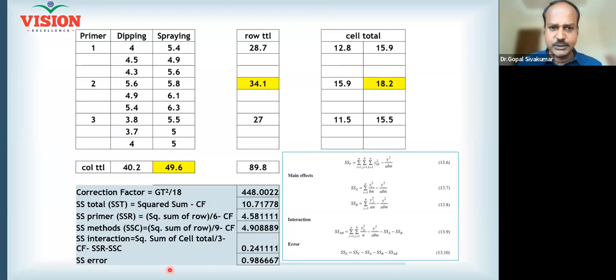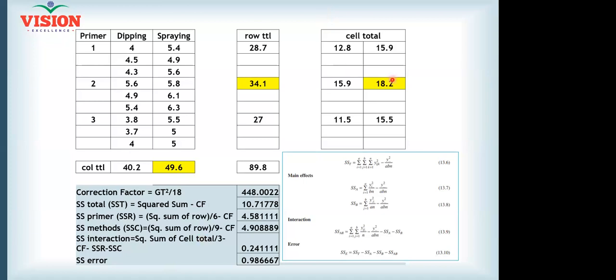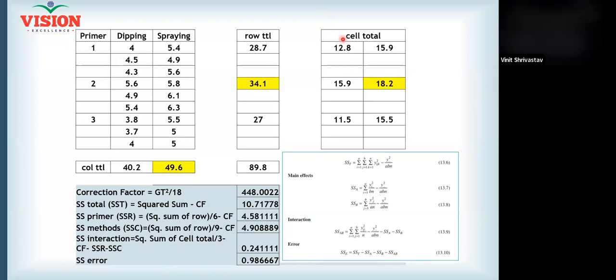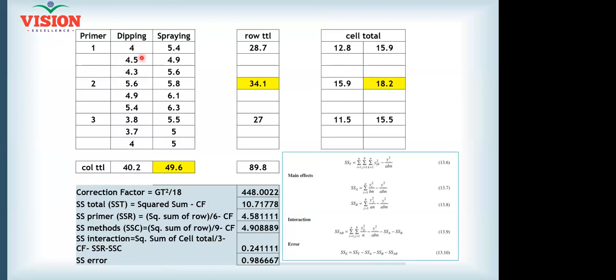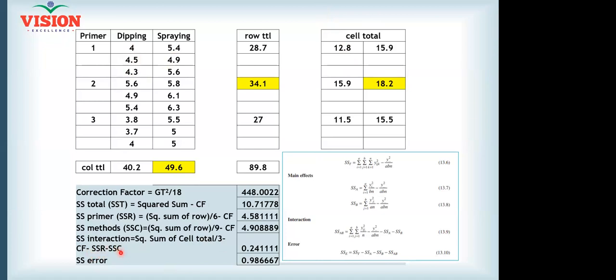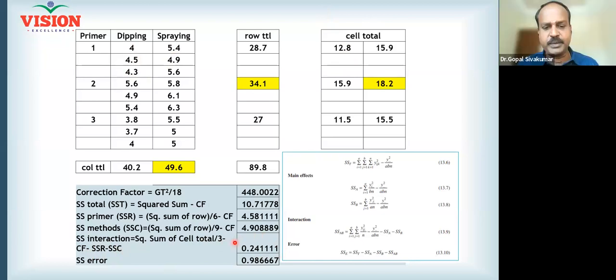Squared sum of cell totals. That means everything must be squared and then you have to add them together. Then divide by 3. Why is it 3? Because every value is a sum of 3 values. So divide by 3 minus correction factor. Please note, minus correction factor, minus sum of squares of the rows, minus sum of squares of the columns. That comes out to be 0.241111.